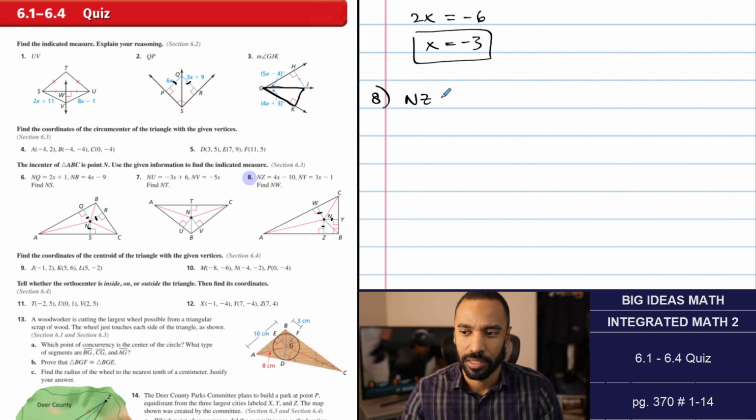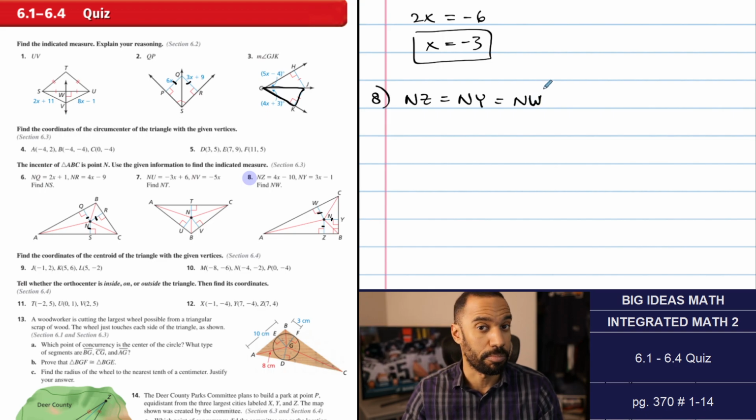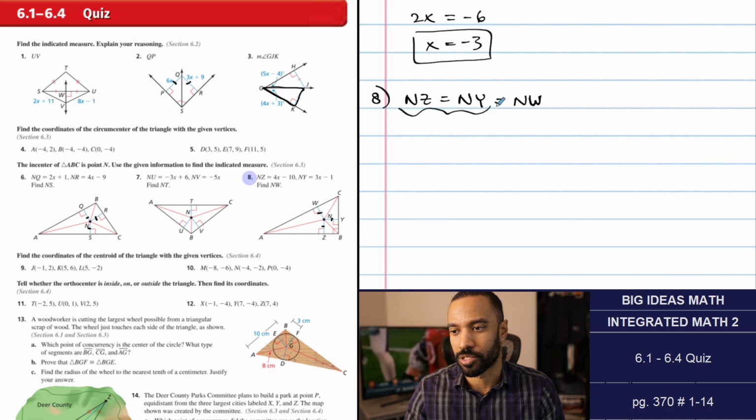NZ, NY, and NW. New Zealand is the same as New York, is the same as the Northwest. Those couldn't be any further from the truth. All right, so I was going to say New Zealand.